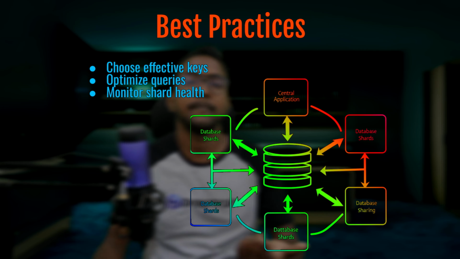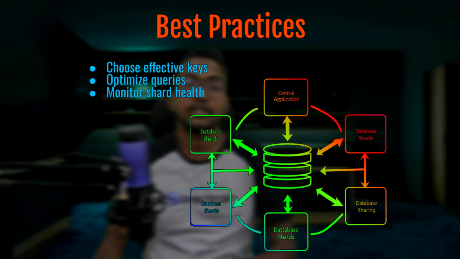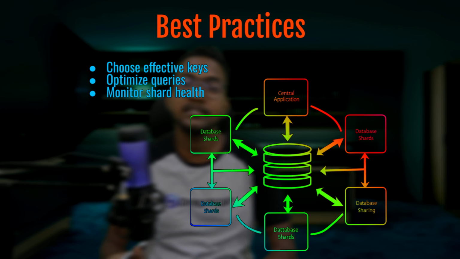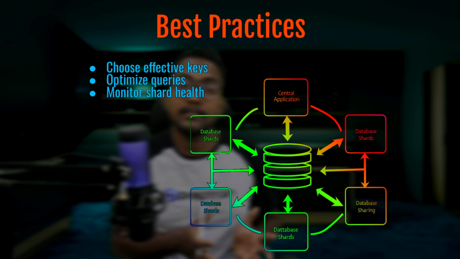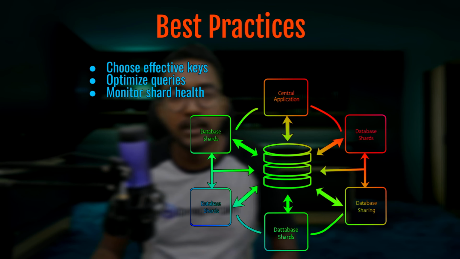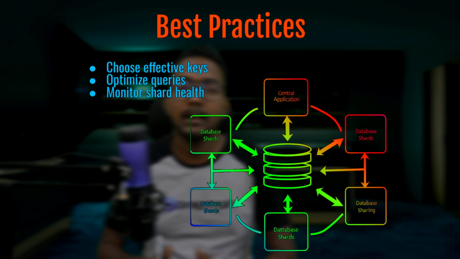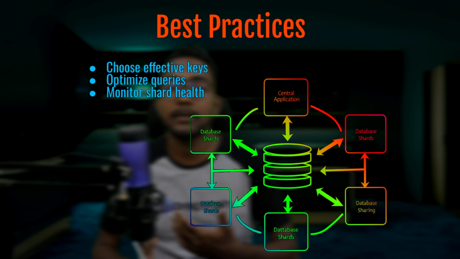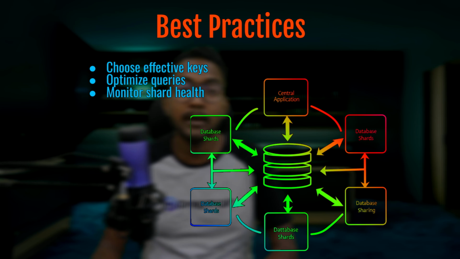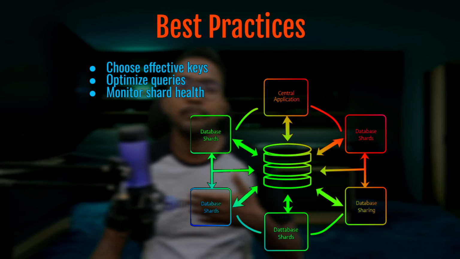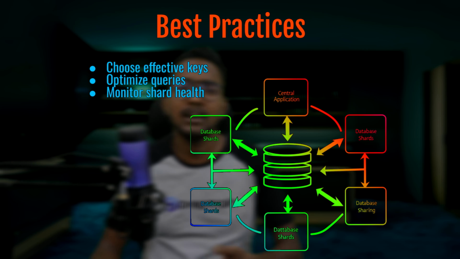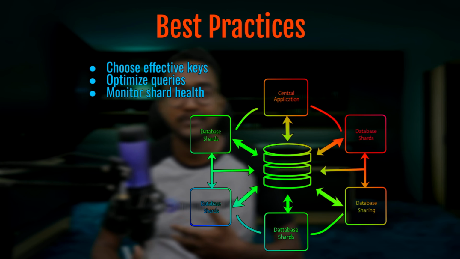So, first of all, let's say choosing effective sharding keys. The sharding key determines how data is distributed across shards. Selecting the right key is critical to avoid imbalances and hotspots. A good sharding key should evenly distribute data and align with query patterns. For example, if most queries filter data by user ID, using this as a sharding key ensures that queries are routed to the appropriate shard without scanning the entire system. Conversely, poorly chosen keys can lead to uneven shard sizes and performance issues.